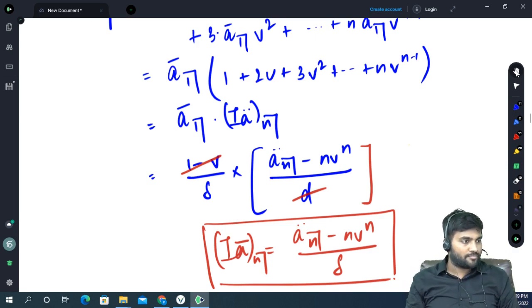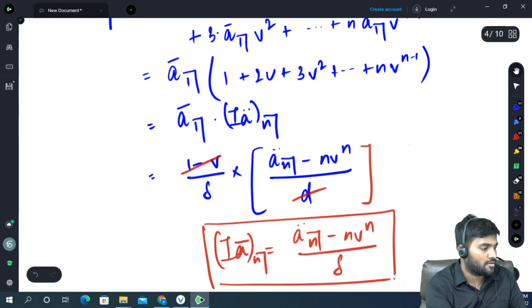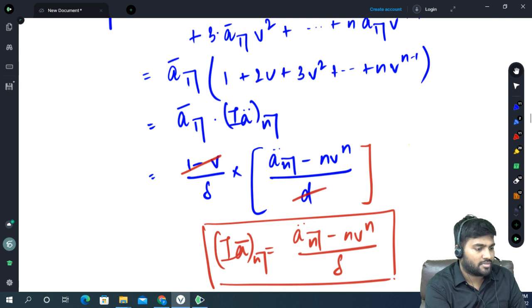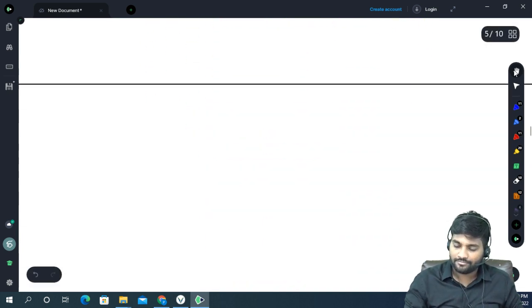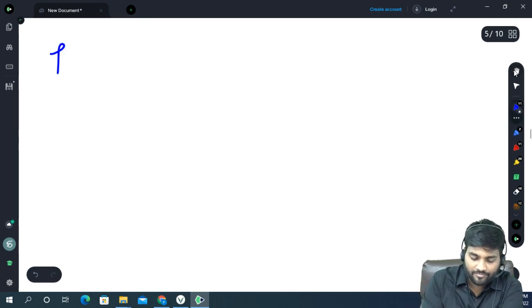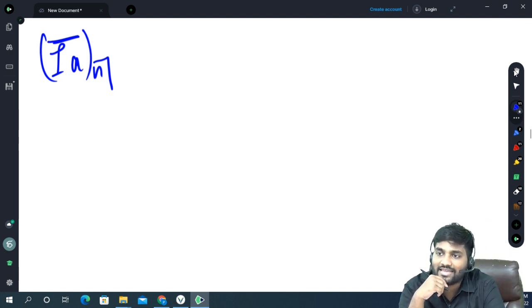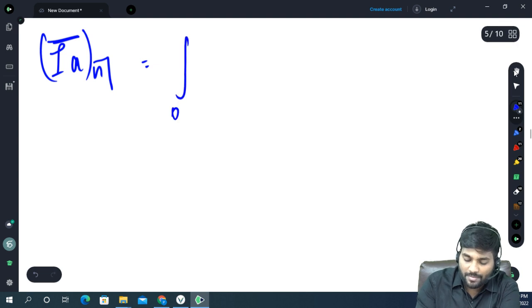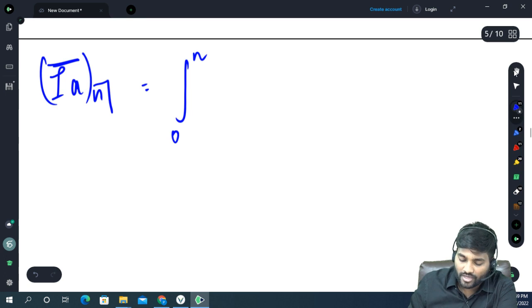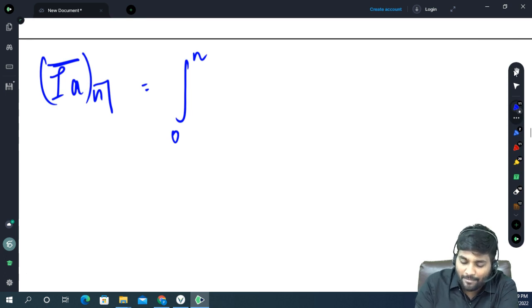Next, we will do (I A whole bar) n. Please put the heading (I A whole bar) n. So what does this mean? The payment is also continuous and the increase is also continuous. So here the payment is from time 0 to n and we need to calculate the present value. So at time t the payment will be t.